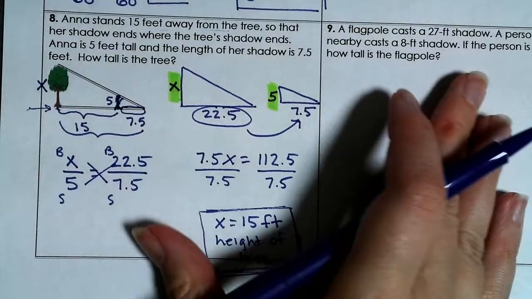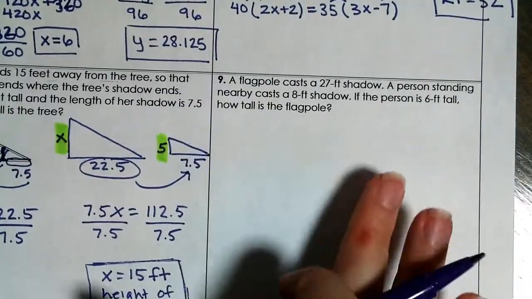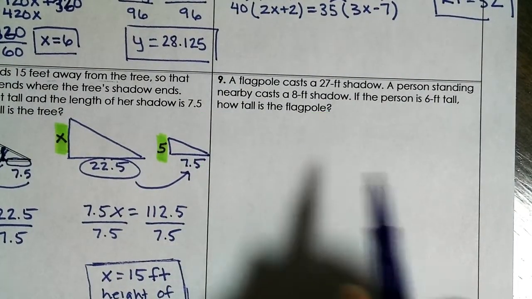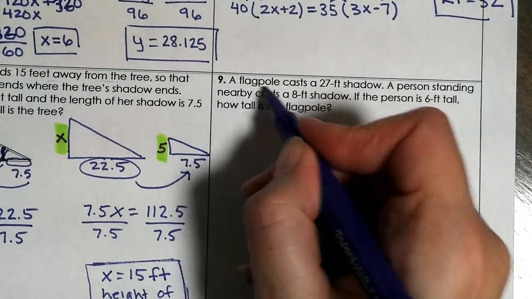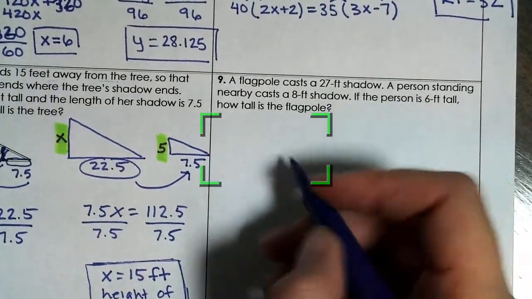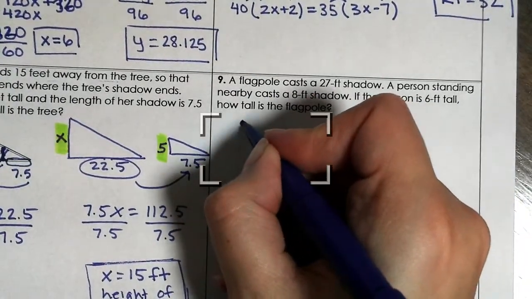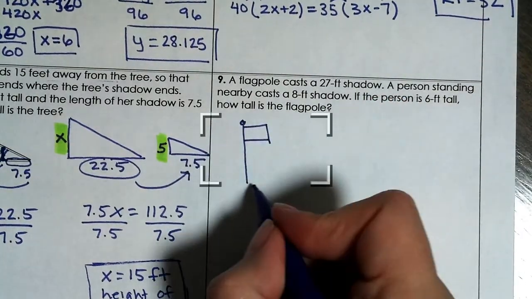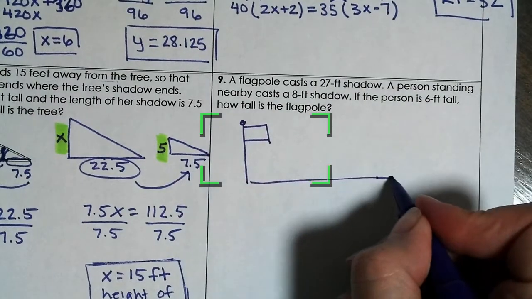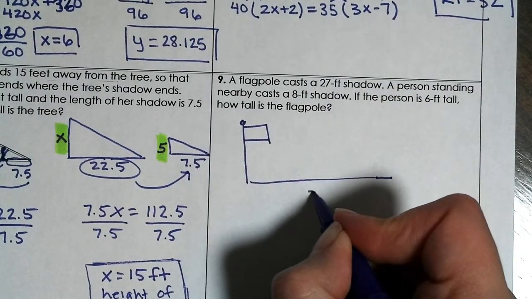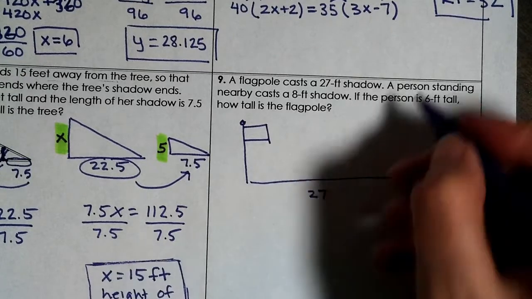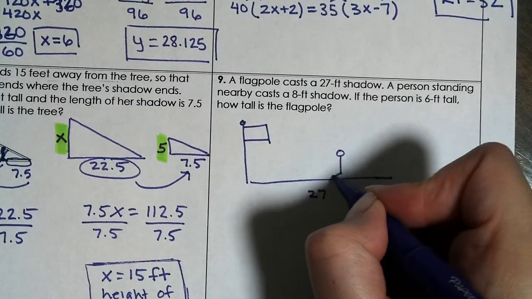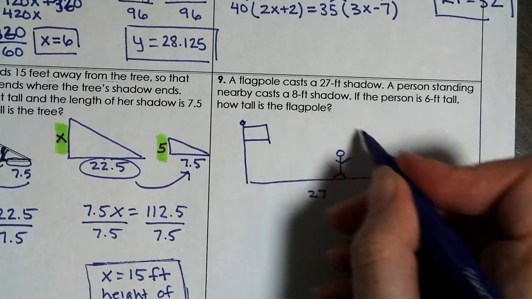All right, last one. So this one's really similar to number 8, except there is no picture. So whenever there's not a picture, I always like to draw one. So a flagpole casts a 27-foot shadow. So I'm going to have a flagpole, and your picture doesn't have to be great. Here's a flagpole. It casts a 27-foot shadow. Your shadow is always on the ground. A person standing nearby, so here's a person standing nearby, casts an 8-foot shadow.